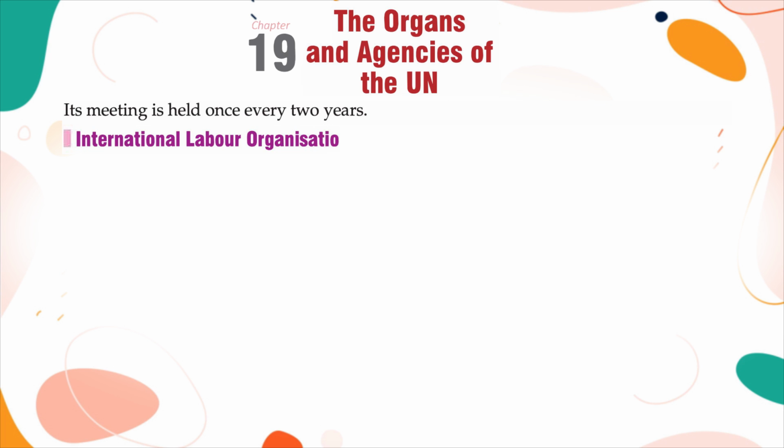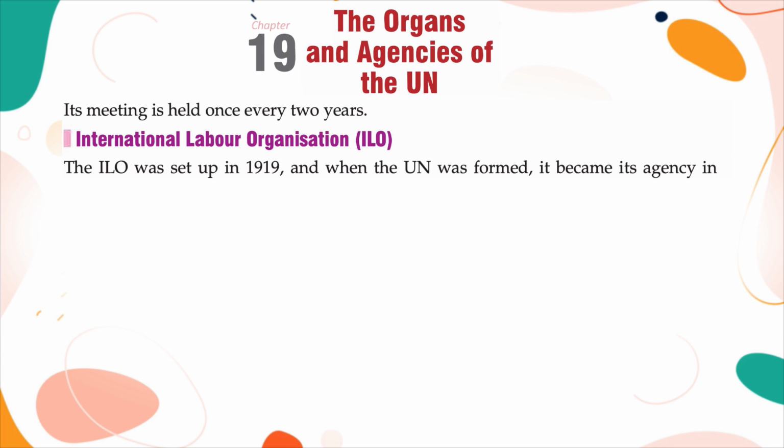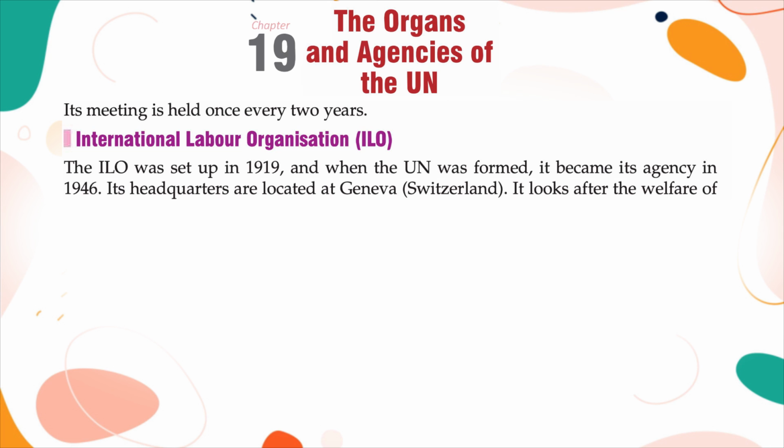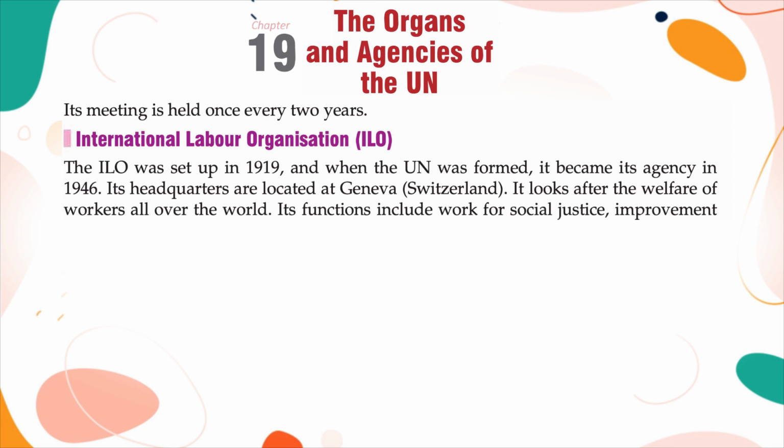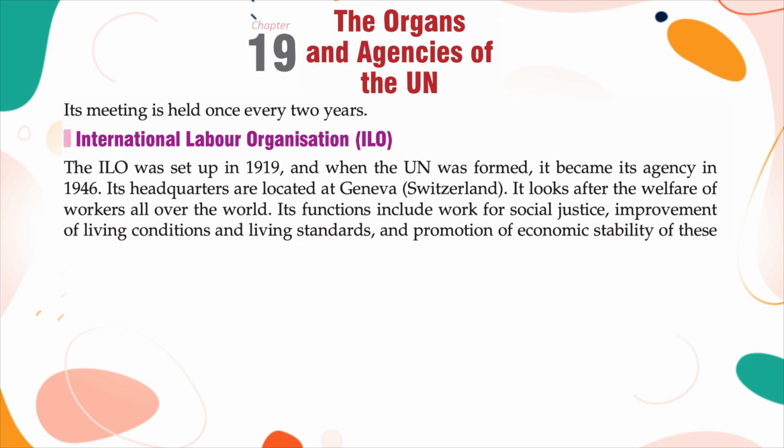International Labour Organization, ILO. The ILO was set up in 1919, and when the UN was formed, it became its agency in 1946. Its headquarters are located at Geneva, Switzerland. It looks after the welfare of workers all over the world. Its functions include work for social justice, improvement of living conditions and living standards, and promotion of economic stability of these people.